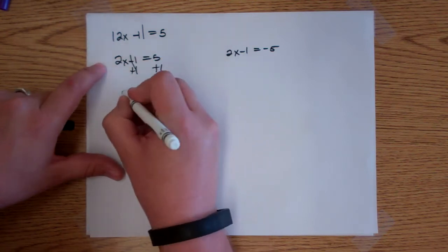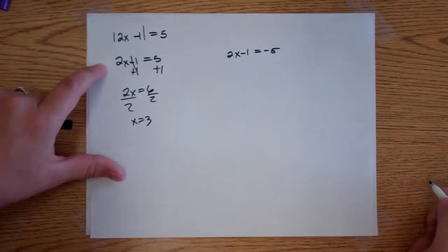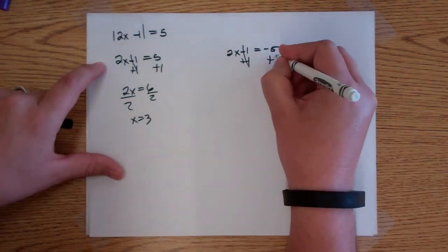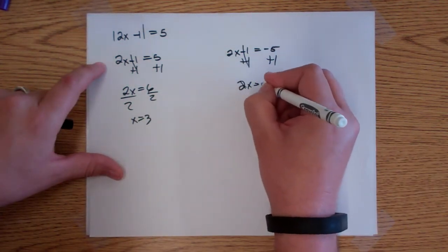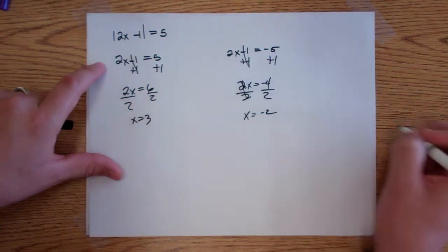Plus 1, 2x equals 6, divide by 2, x equals 3. Add 1, 2x equals -4, divide by 2, x equals -2.